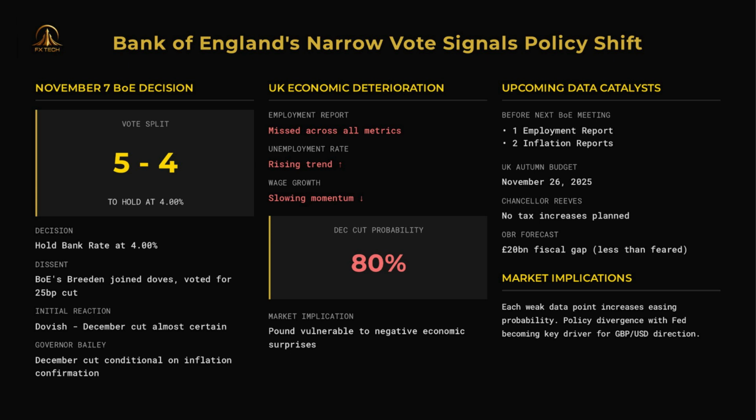Unemployment is rising and wage growth is slowing. Before the next BOE meeting, markets will scrutinize 1 employment report and 2 inflation releases. The UK autumn budget on November 26th adds another layer of uncertainty, though Chancellor Reeves has stated no tax increases are planned. The 80% December cut probability reflects market conviction that policy easing is imminent.